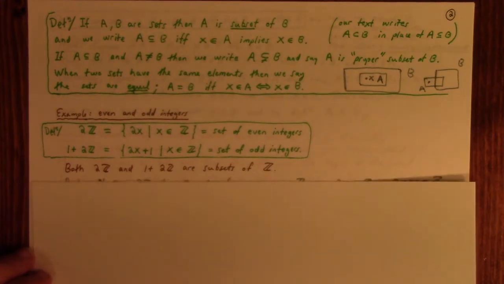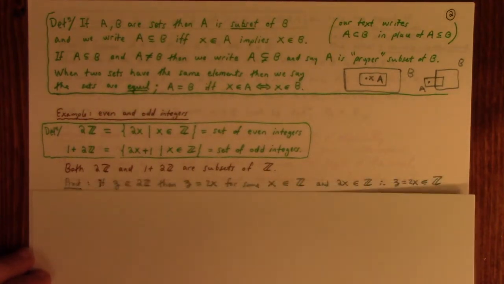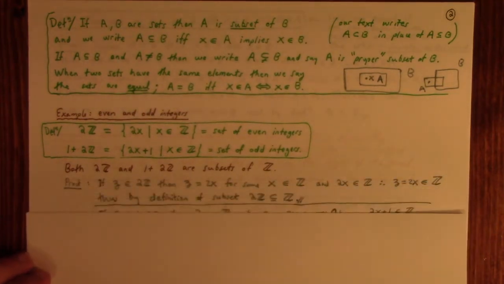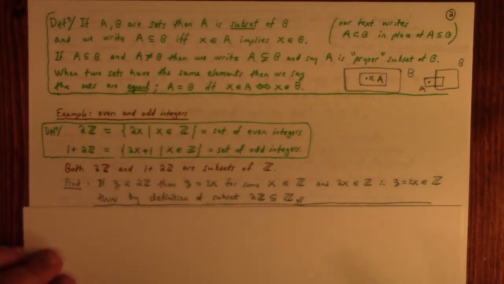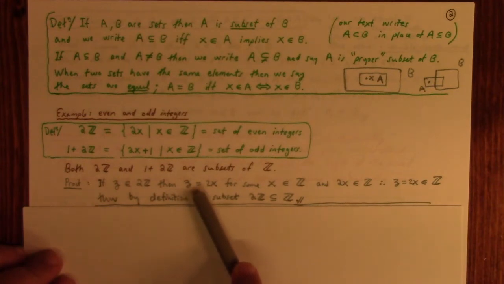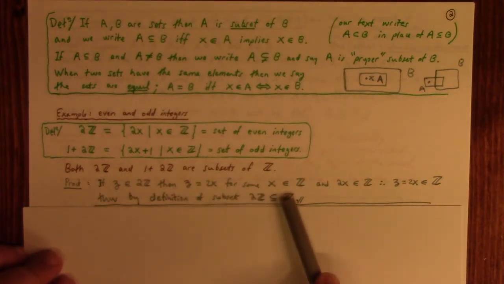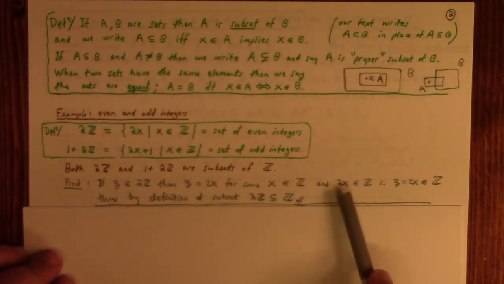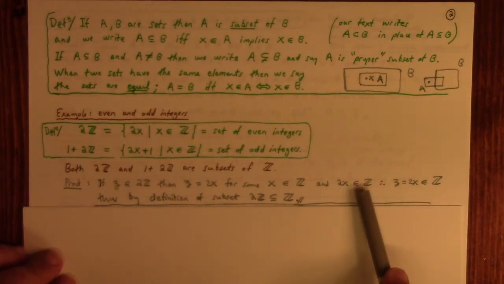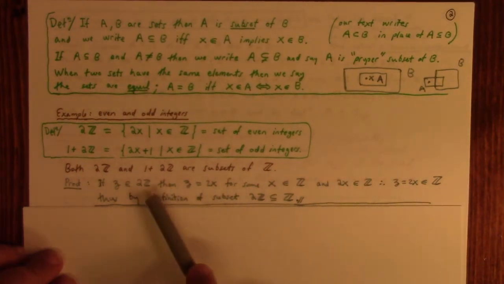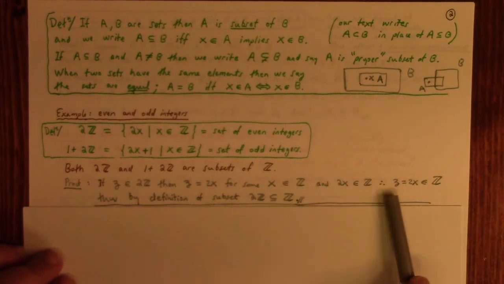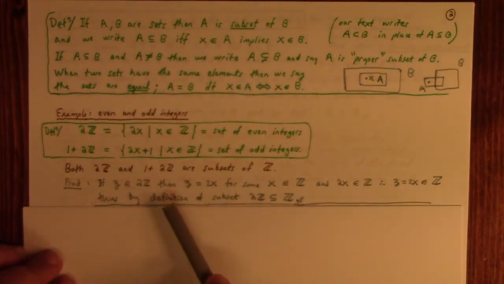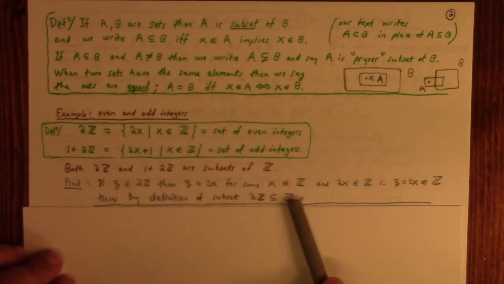Both 2Z and 1 plus 2Z, both the even and odd integers, are subsets of the integers. And here's the proof of it, if you will. Let z be an even integer. Then z is equal to 2x for some x in Z. But notice 2x is an integer, right? So that means that z in 2Z implies that z is in Z, which is all we need to show that the even integers are a subset of the integers.